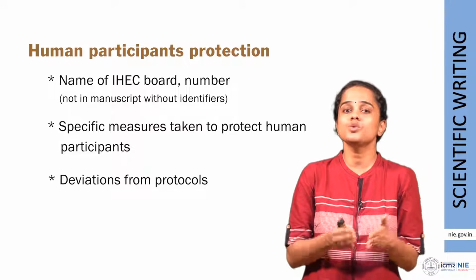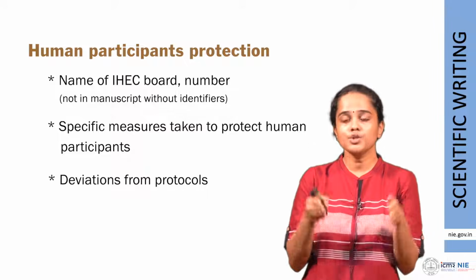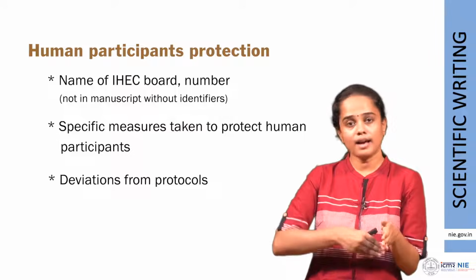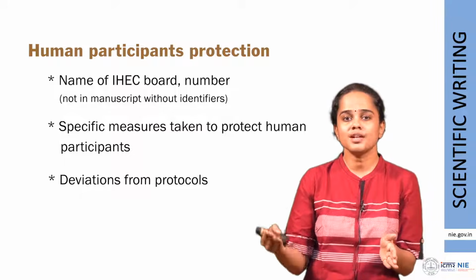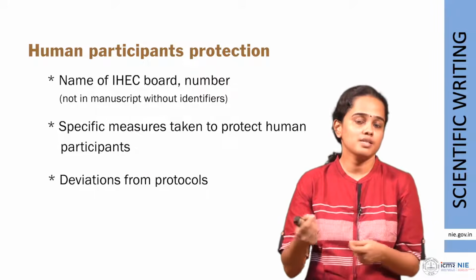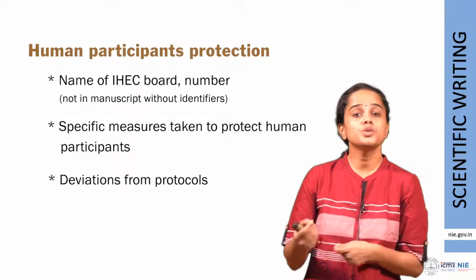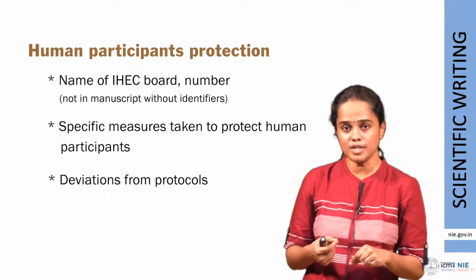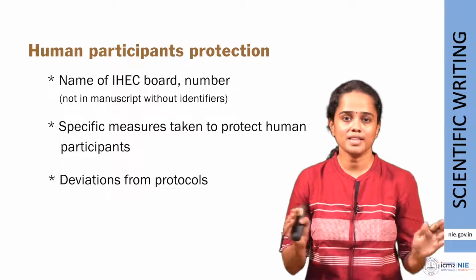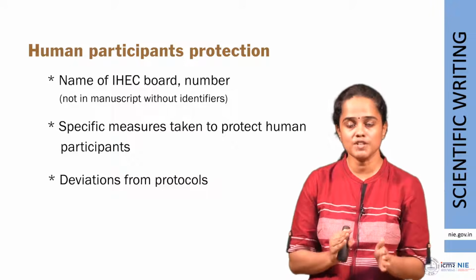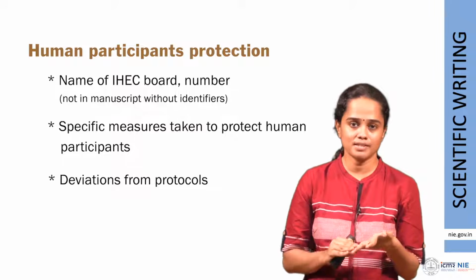Now let us say you had planned an RCT and you had submitted a protocol and the ethics committee had cleared it, but some new literature comes and you had made some deviations from the protocol. Now this needs to go through the ethics committee again. So if this has happened, then you report this in the method section. You need to report these deviations clearly in the method section.